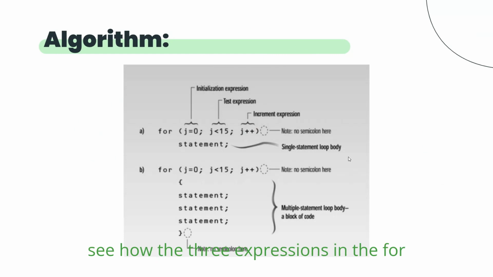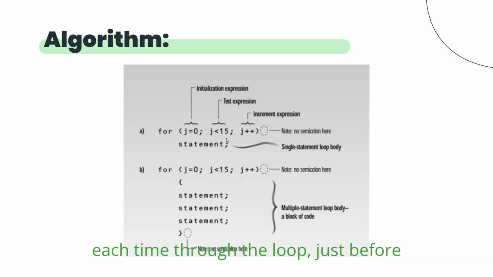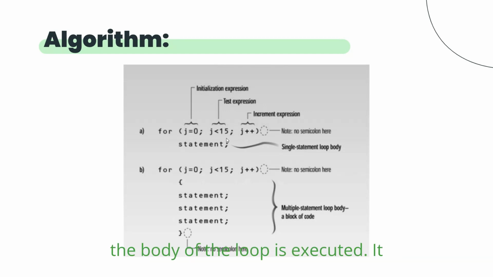Let's see how the three expressions in the for statement control the loop. The initialization expression is executed only once, when the loop first starts. It gives the loop variable an initial value. In this example, j is set to 0. The test expression usually involves a relational operator. It is evaluated each time through the loop, just before the body of the loop is executed. It determines whether the loop will be executed again or not. If the test expression is true, the loop is executed one more time. If it's false, the loop ends and control passes to the statements following the loop.